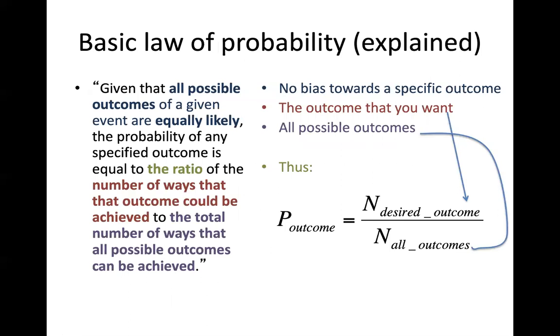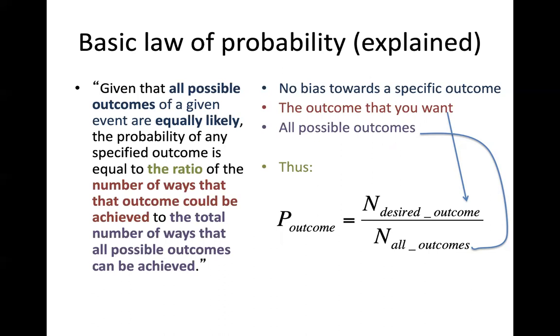So the blue part is no bias towards a specific outcome. In other words, all outcomes are equally likely. The green part is the ratio. We add that little divided-by sign. The red part is the outcome that you want. That goes on the top. And the purple part is all possible outcomes.